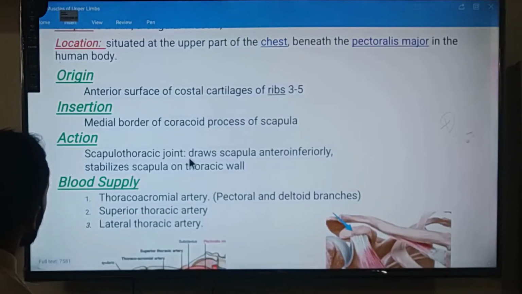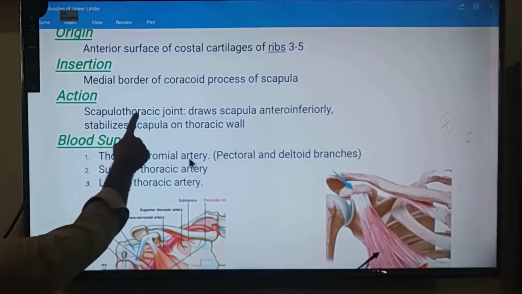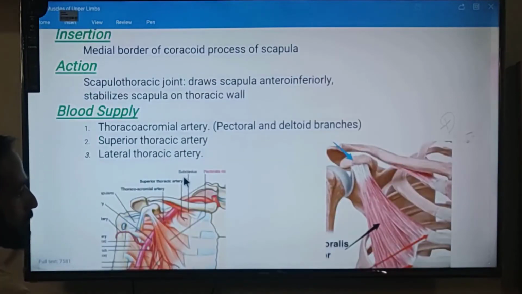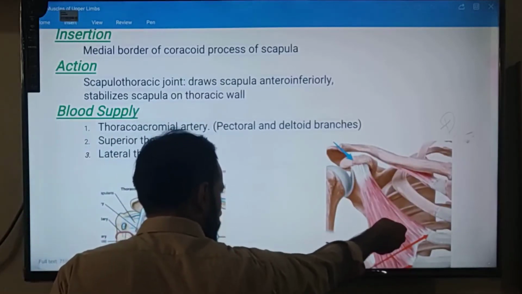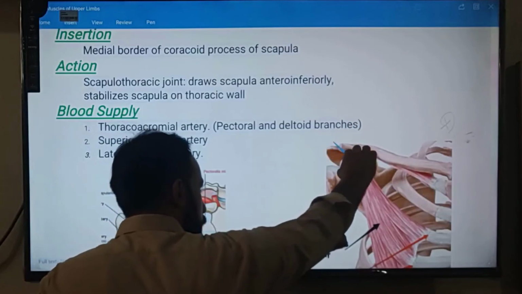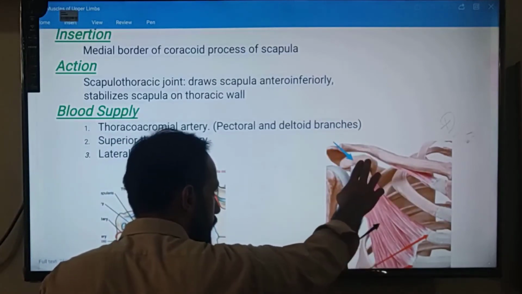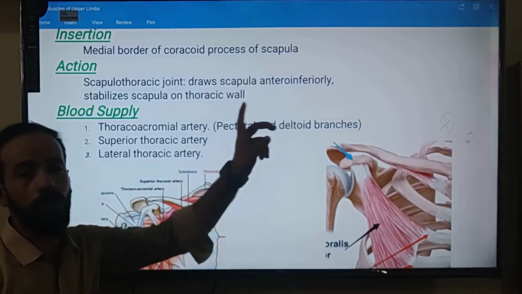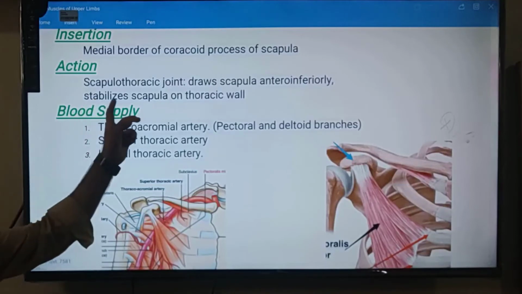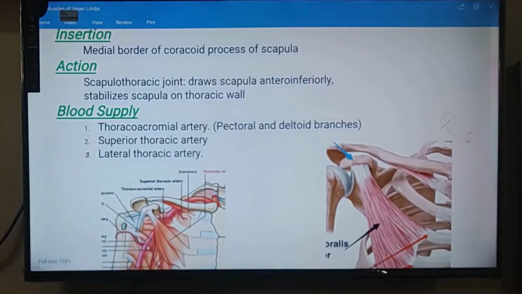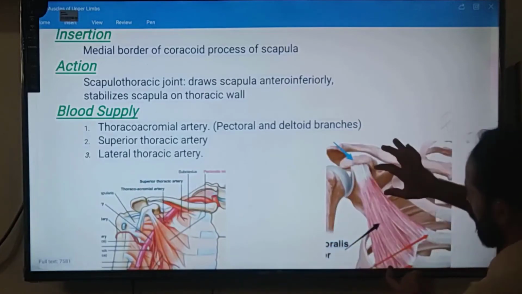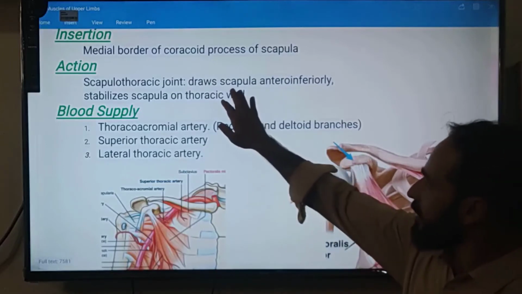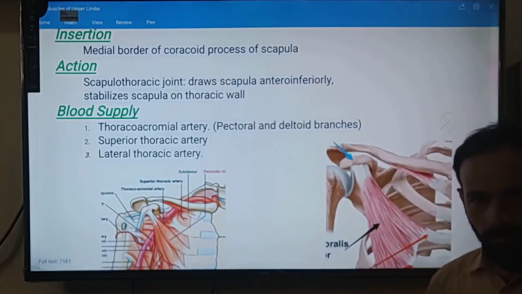Okay, what are the actions of this muscle? At the scapulothoracic joint, it draws the scapula anterior inferiorly. Now look friends, when this muscle contracts, the ribs do not move upward. Your scapula will move downward and anteriorly. So it draws the scapula anterior inferiorly, right? And it stabilizes the scapula on the thoracic wall. So it also gives stabilization to your scapula in the thoracic region, right? So its action is that it draws the scapula anterior inferiorly.